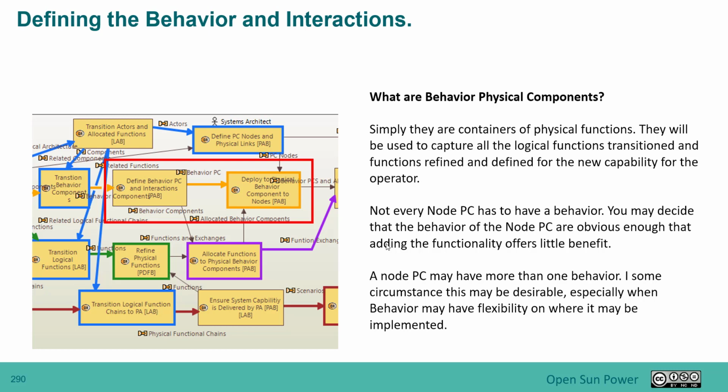You may decide that the behavior of a node PC is obvious enough that adding the functionality to it offers little benefit to the actual communications of the design. You'll see me do that in the example for some things such as receivers and transmitters, where the behavior is pretty much obvious by the name of the product. A node PC may have more than one behavior. In some circumstances, it may be desirable, especially when the behavior may have flexibility of where it may be implemented. Therefore, you might be able to move the behavior easily from one node component to another, and have that as a grouping of functionality.